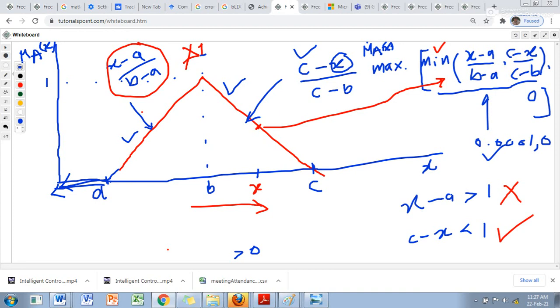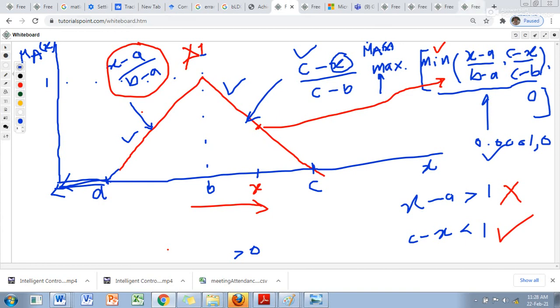In that case, we consider only the membership grades which are less than 1 and exclude the values greater than 1, so as to always retain the decision boundary within this area. So the minimum of x minus a upon b minus a and c minus x upon c minus b is taken. After taking this minimum, we take the maximum with 0, so the membership grade is always greater than or equal to 0. So the membership function is always defined between this area, and after the zero crossings it is not considered.